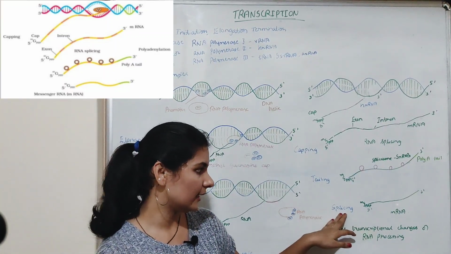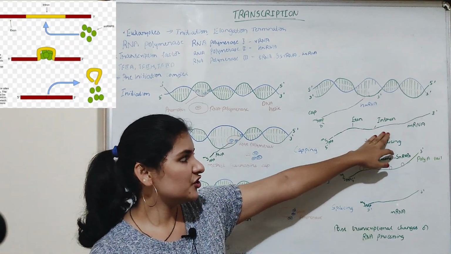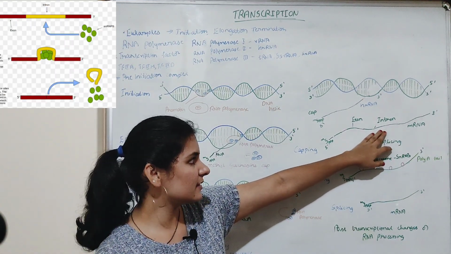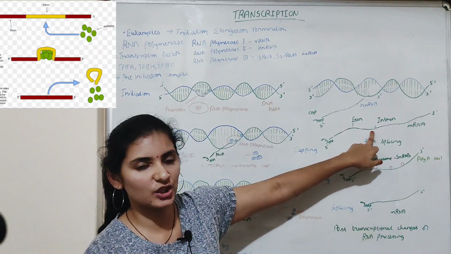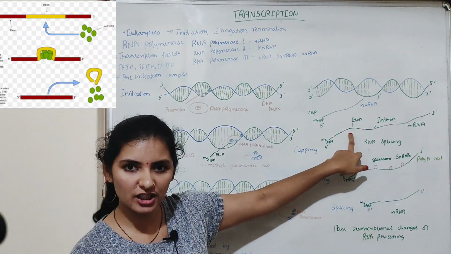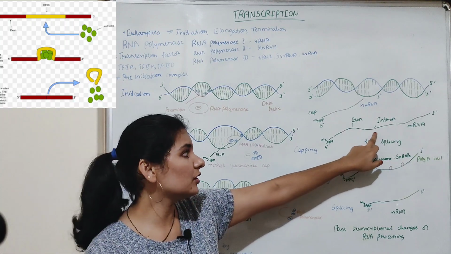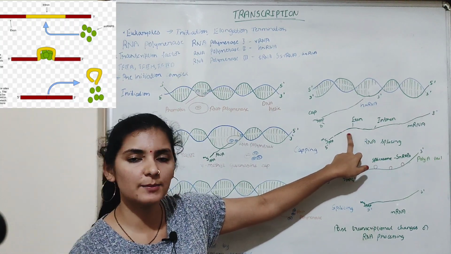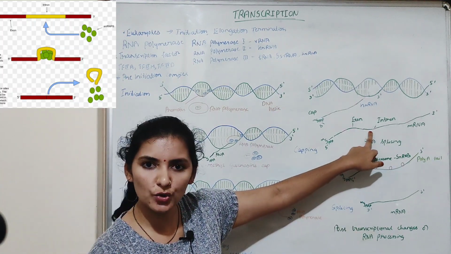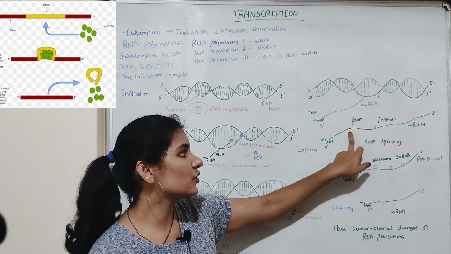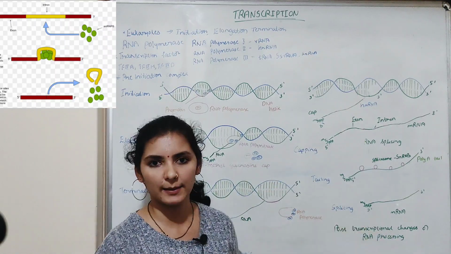Next is splicing. As you can see in this diagram, the hnRNA or primary transcript consists of both introns and exons. Introns are the non-coding sequences. Exons are the coding sequences. During transcription, both introns and exons are transcribed as RNA. During splicing, these introns, that is non-coding sequences, are removed and exons are joined to form a functional mRNA.